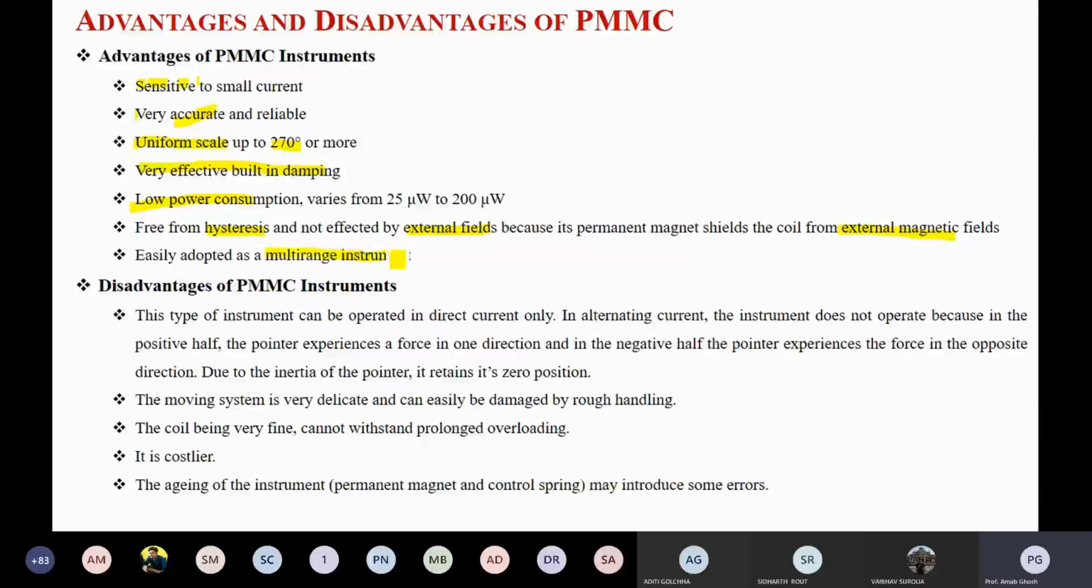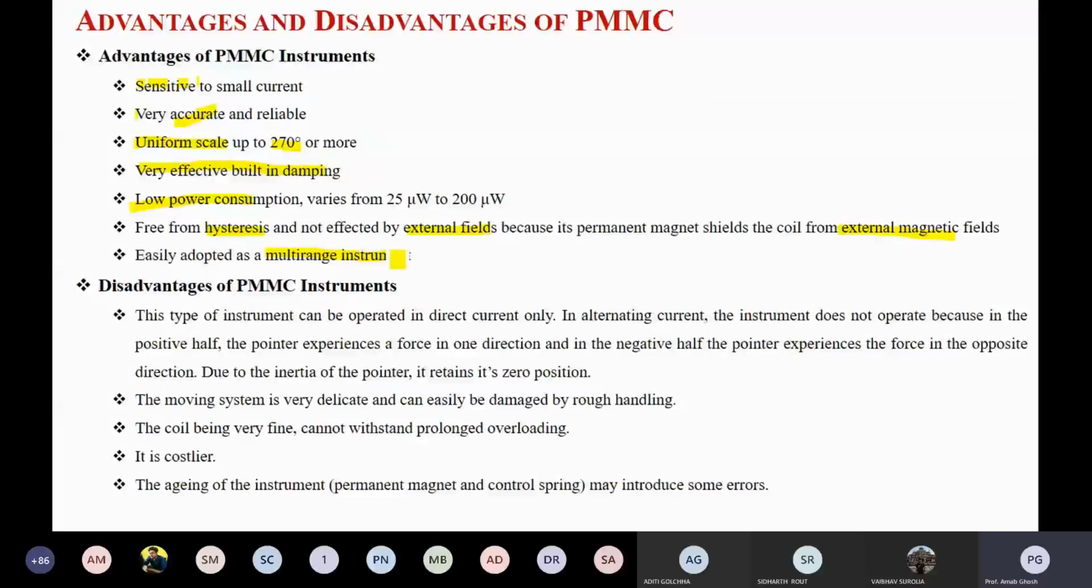So from my last session you can understand that you can use that instrument for variable range. If it behaves like an ammeter, it behaves like a voltmeter, so you can define the zone of operations. Different multi-range applications you can observe from my initial slides. So these are all the basic advantages of the PMMC instruments.